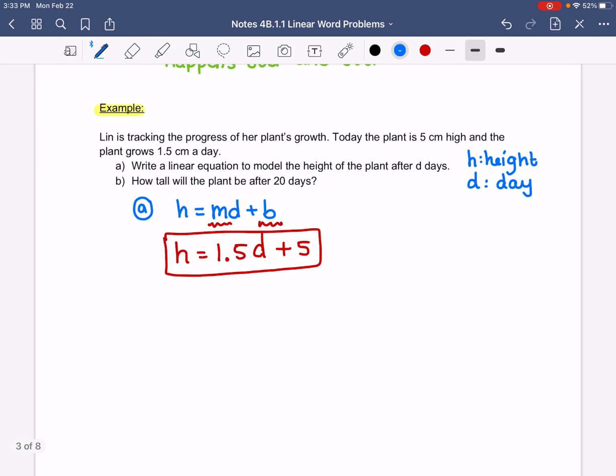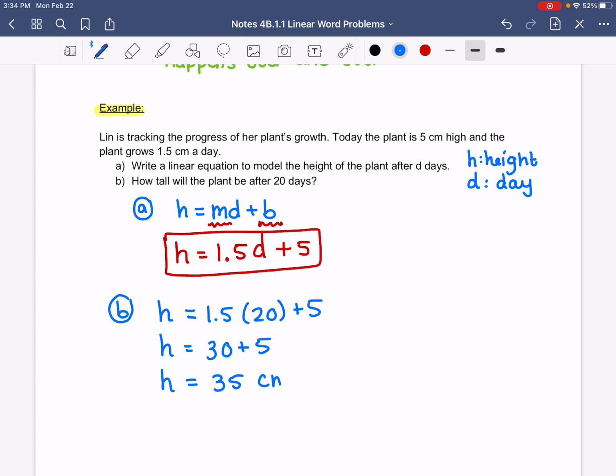Then part B says, how tall will the plant be after 20 days? We're going to plug in 20 for D because it says 20 days. So we plug it in and then we simplify. H equals 1.5 times 20. When you multiply something by 10, you move the decimal over once, so it'd be 15, and then double that, so it's 30. 30 plus 5. Then we add them together, so we get the height is equal to 35 centimeters.